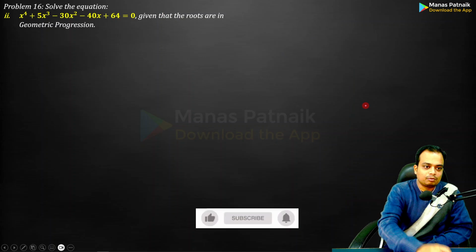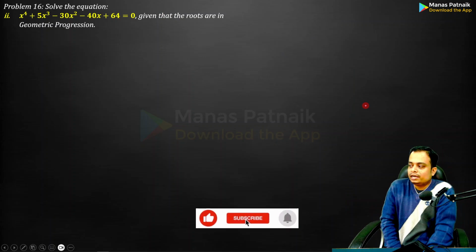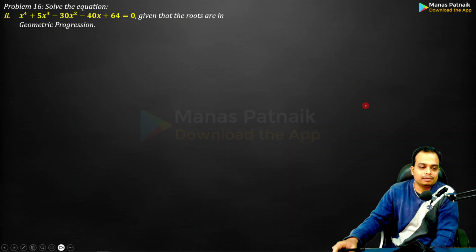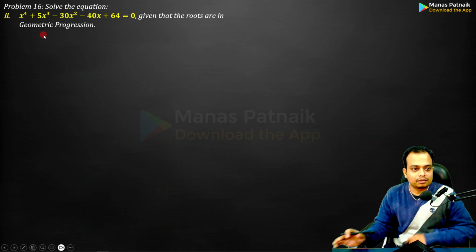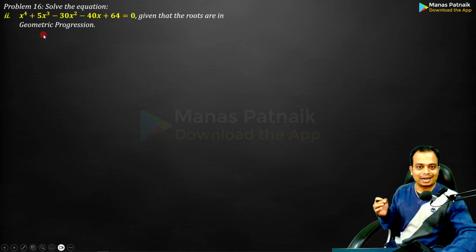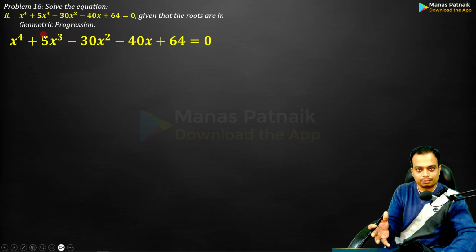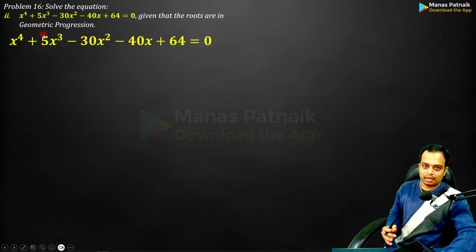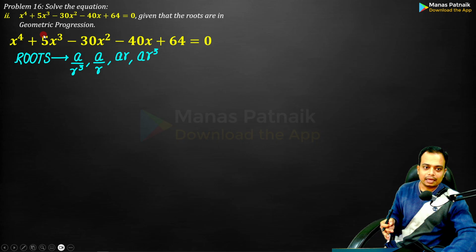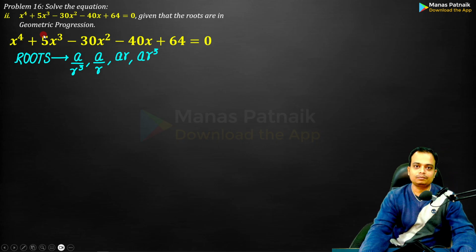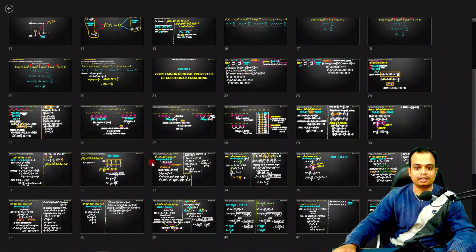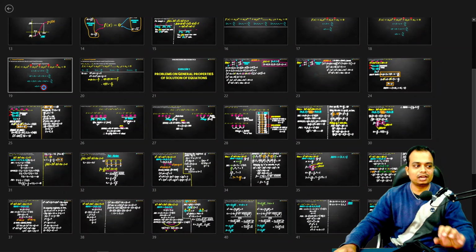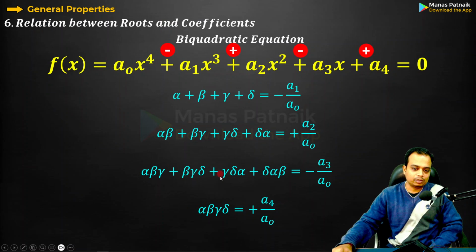In the second part of the problem, what you need to do is find all the roots. They have been given in geometric progression. How to approach? Write down the equation again. Sir, they're in GP. So what we'll do is a by r cube, a by r, ar, ar cube. Where to begin, sir? Because again, you have as many as 4 relationships between the roots. Which one to choose? I will go with the product of the roots.